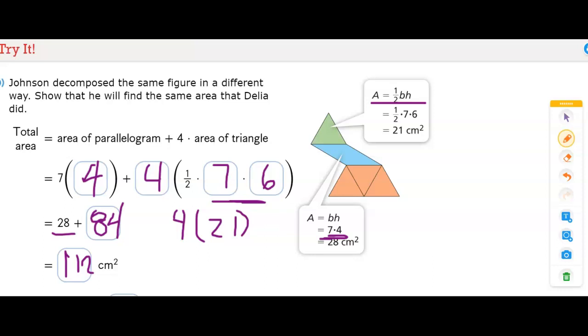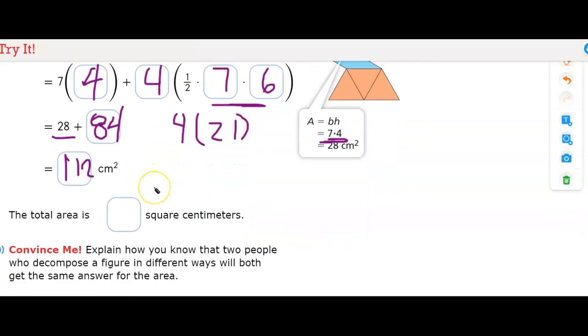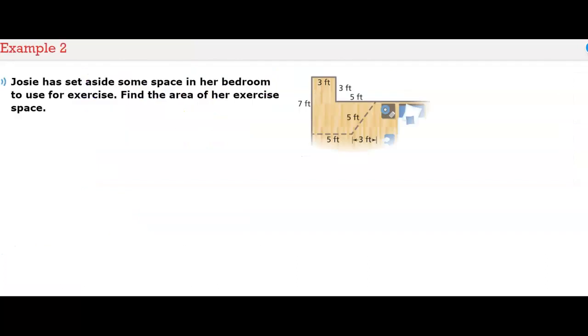So we have the same area, 112 centimeters squared. Josie has set aside some space in her bedroom to use for exercise. Find the area of her exercise space.